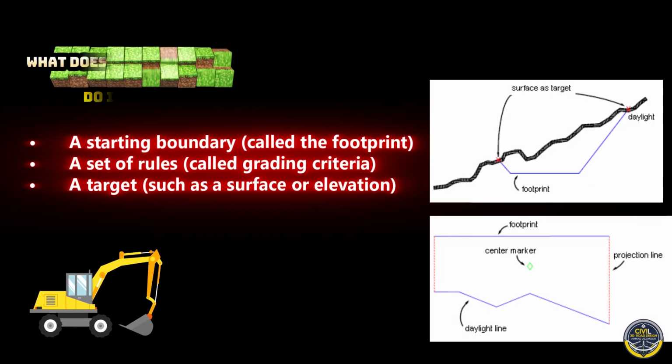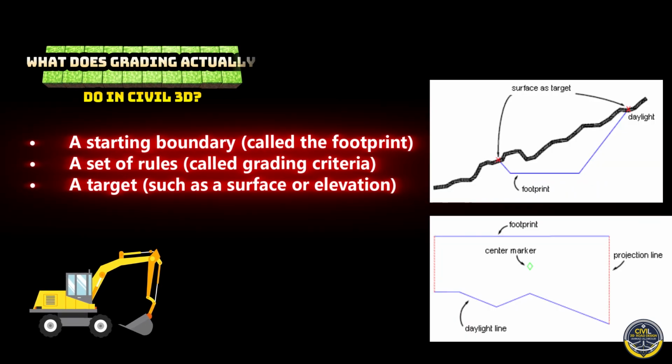What does grading actually do in Civil 3D? Grading in Civil 3D creates a relationship between three main elements: a starting boundary called the footprint, a set of rules called grading criteria, a target such as a surface or elevation. From these elements, Civil 3D generates a three-dimensional surface that represents the final ground condition.